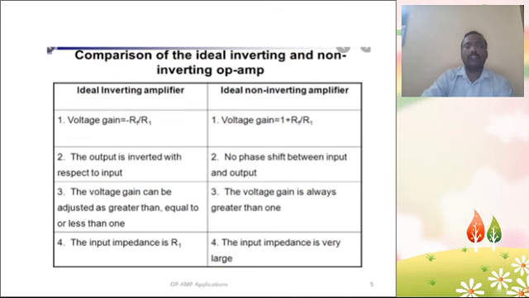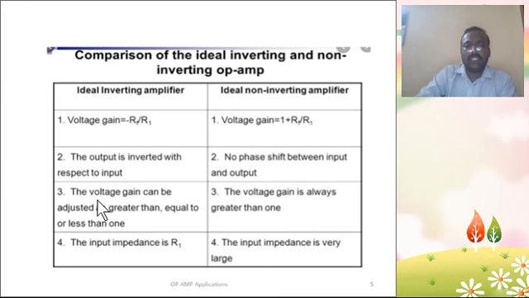Next, we are going to see the difference between the ideal inverting amplifier and the ideal non-inverting amplifier. The voltage gain of the inverting amplifier is equal to minus RF by R1. For the non-inverting amplifier, the voltage gain is 1 plus RF by R1. R1 means here the input resistance, we can say Ri also. In the inverting amplifier, the output is inverted with respect to the input. In the non-inverting amplifier, there is no phase shift between input and output.